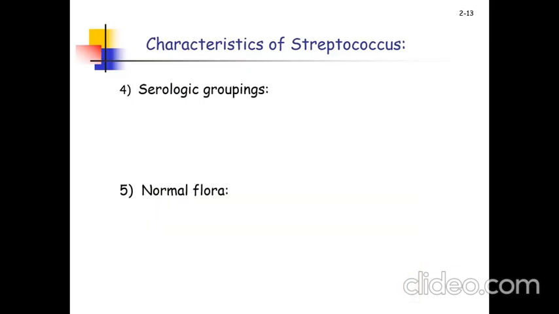There's another method that we use to categorize these, and this is by serological groupings. In particular, we call these the Lancefield groups. We'll talk about that more in just a moment, but number 5 here is normal flora. So we're going to need to bring up Norma to be able to look over all the spots that you would expect to find Streptococcus.